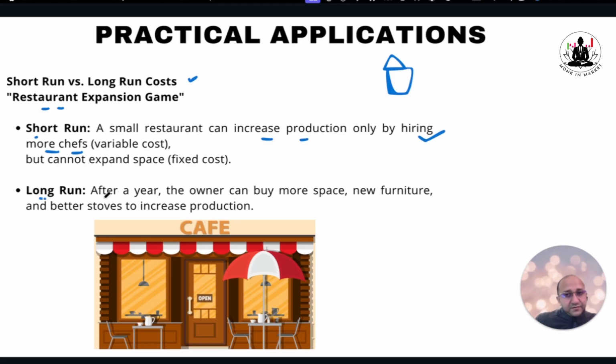Whereas in the long run, means after 1 year or more than 1 year, you can buy a new shop, you can buy new machines to make pizzas, you can buy new furniture, you can expand, you can make your existing restaurant double floor, means single floor and one more floor above that. But that will take some time at least. So for the long run, you have so many variables you can change, but in the short run, the only thing that is in your hand is the labor.